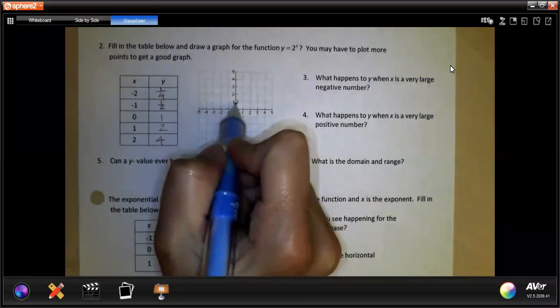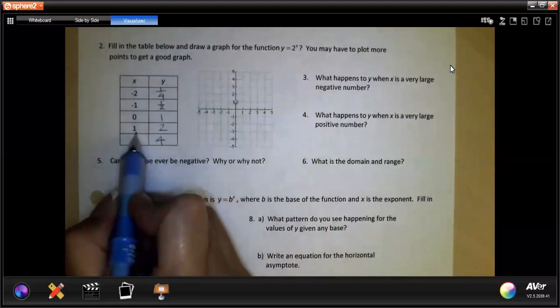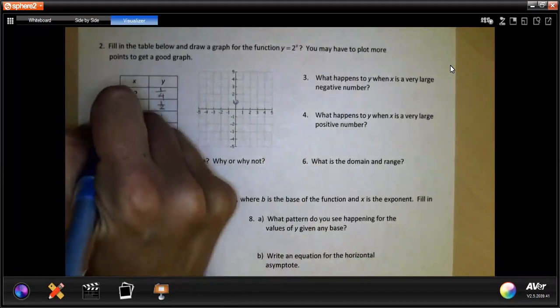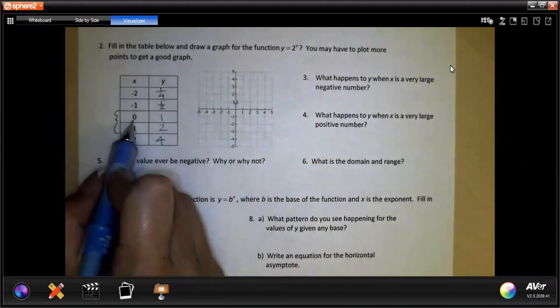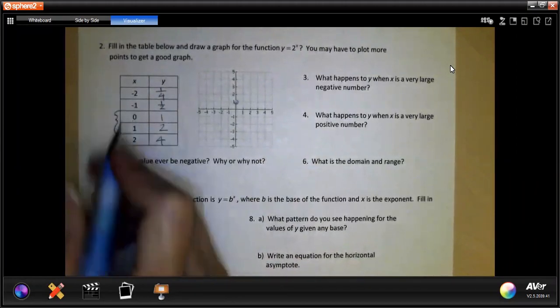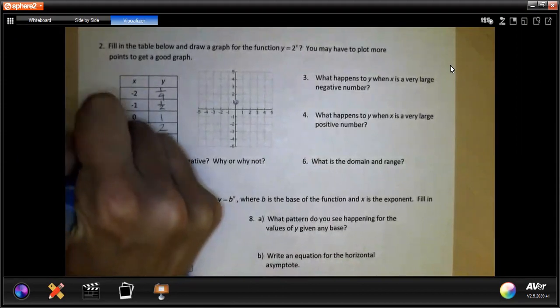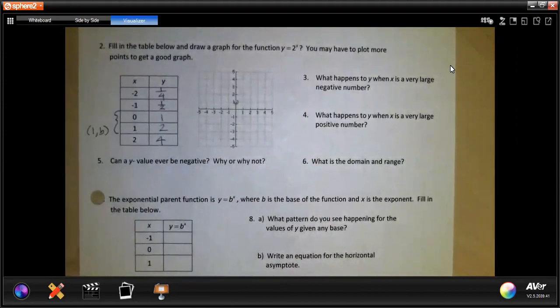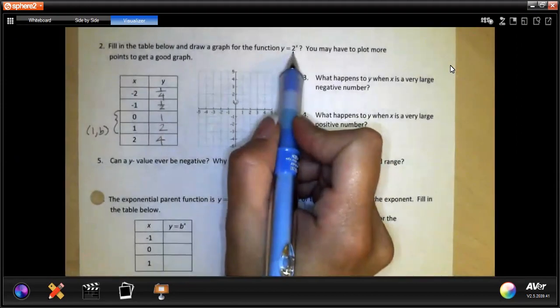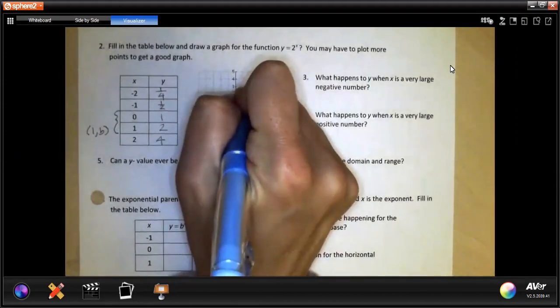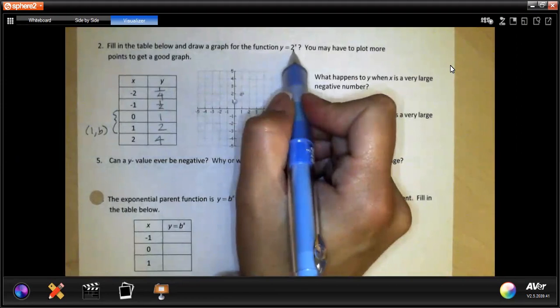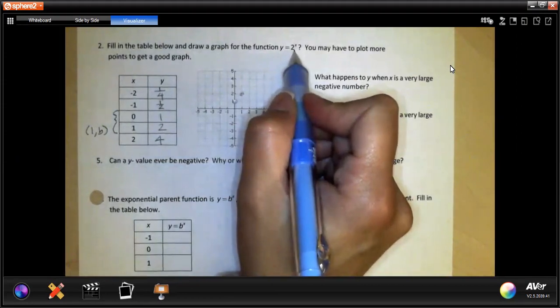The next key point is going to be the 1. Anything to the first power is itself. So that's really important. Every one of our exponentials has the point 0, 1, and then the next point is 1 and whatever the base is. So in this case, it's 2. If this was 3 to the x, it'd be 1, 3. If this was 4 to the x, it'd be 1, 4.